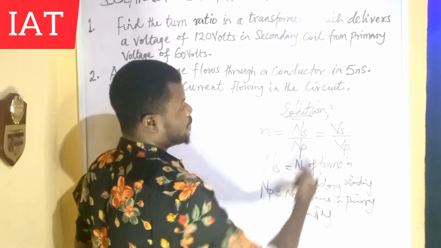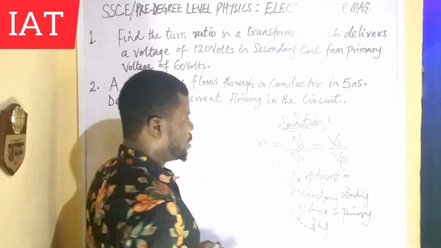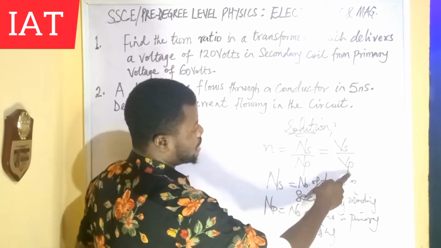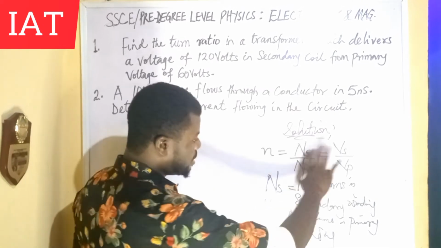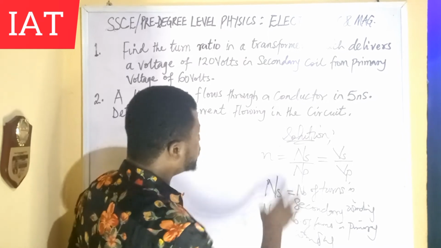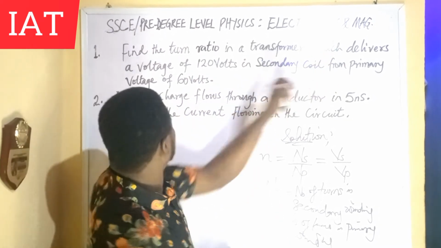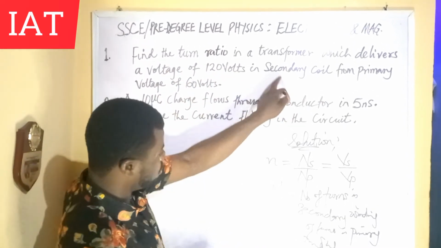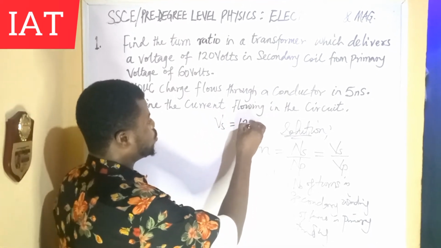The same thing goes for the voltage. V subscript S is the voltage in the secondary winding. V subscript P is the voltage in the primary winding. So those are the parameters we've used already. So let's substitute the values inside of it. From the question, they said that the voltage is 120 volts in the secondary. That means V subscript S is equal to 120 volts.